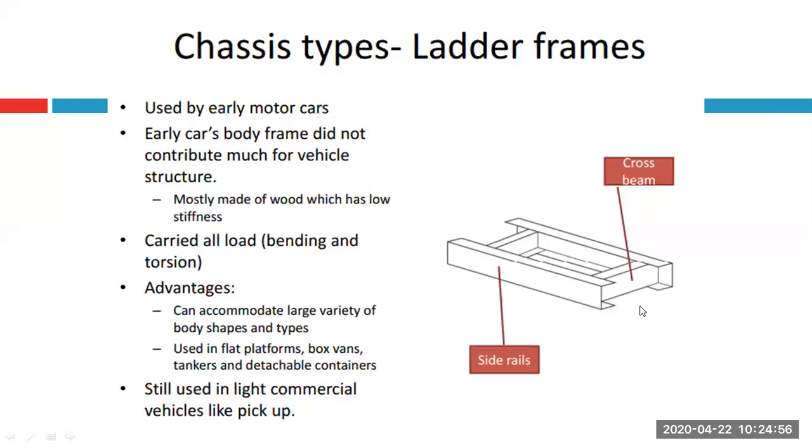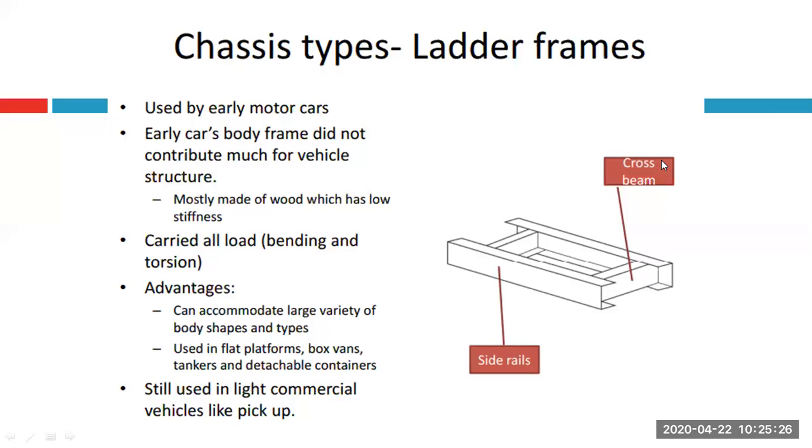So the advantage of this ladder type of chassis is that it can accommodate a large variety of body shapes. And because of this, it is quite easy for the vehicle body manufacturing company to mount any type of vehicle body over the top of this particular chassis, right?